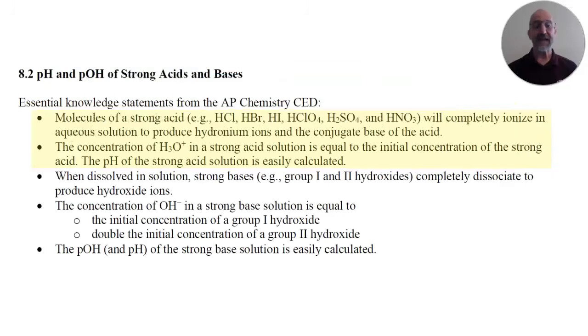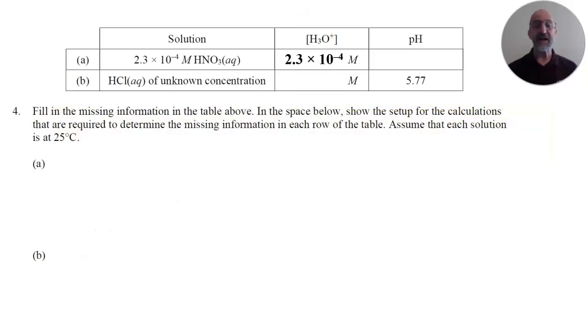So since nitric acid is a strong acid, the concentration of the hydronium ion in a strong acid solution is equal to the initial concentration of the strong acid. So I haven't done any calculations yet. I just simply wrote that same number, 2.3 times 10 to the negative 4, as the molarity of the hydronium ion, because nitric acid is a strong acid.